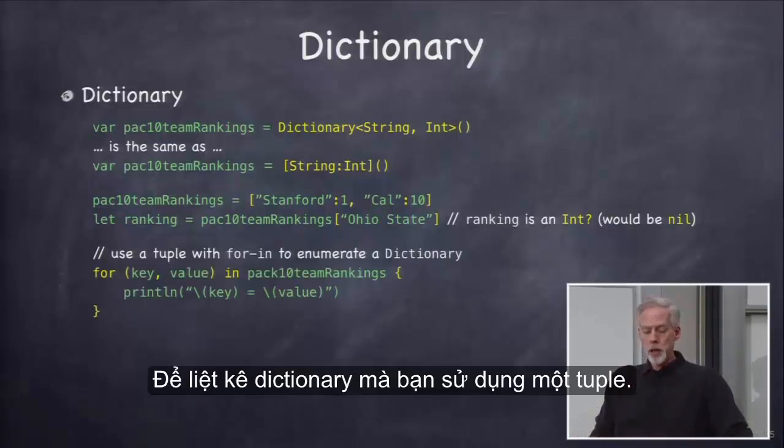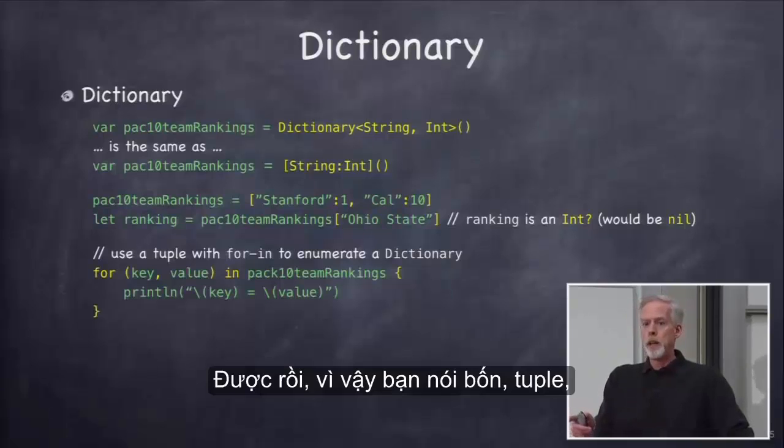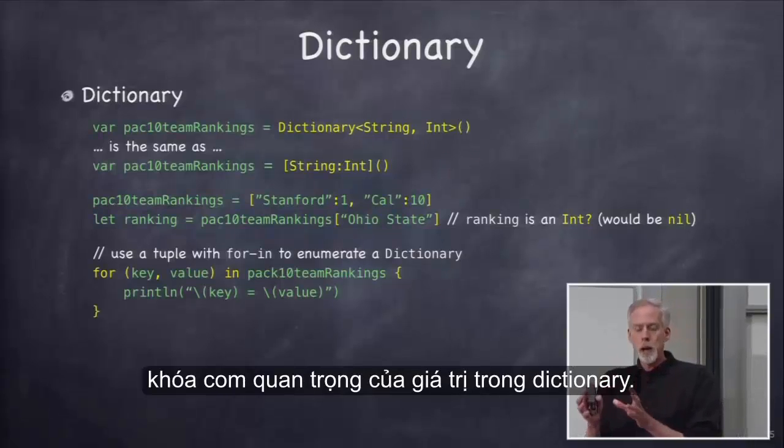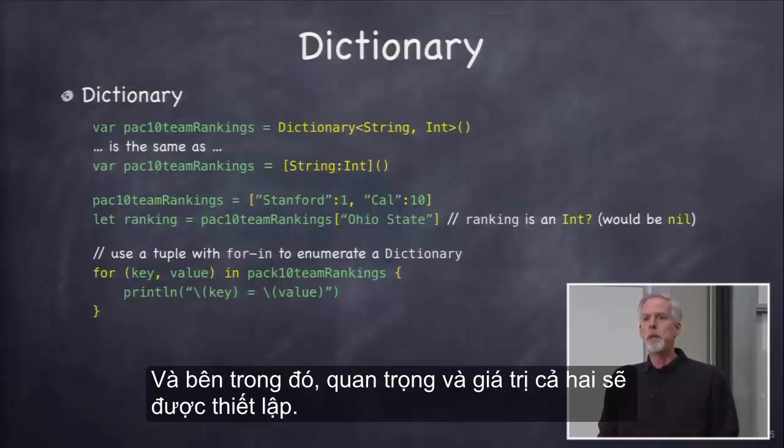To enumerate a dictionary, you use a tuple. Okay, so you say for the tuple key comma value in the dictionary, and then inside there, key and value will both be set.